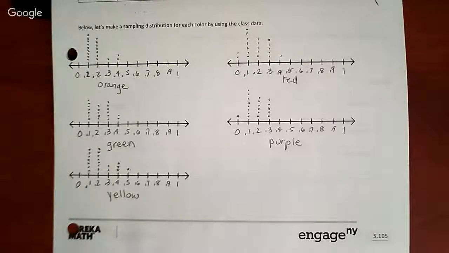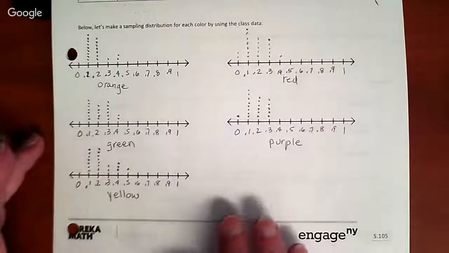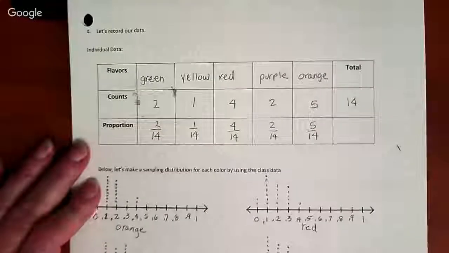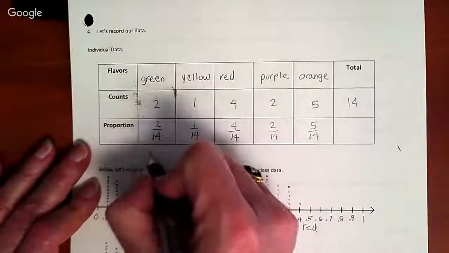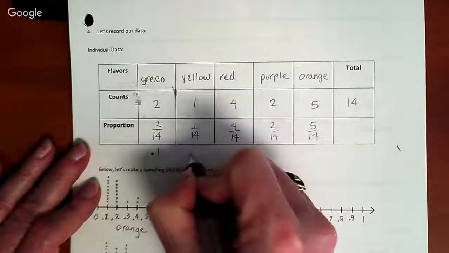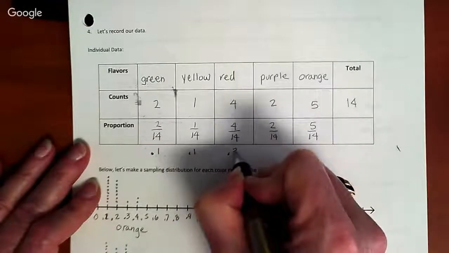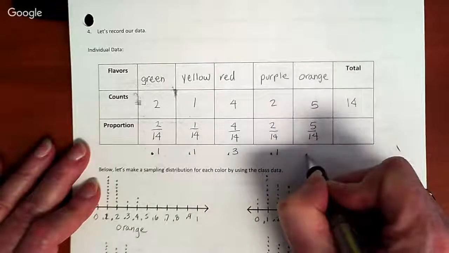Now we're going to put some information together. All right. And again, you can stop the video to put these in. Okay. And what we did was we changed these to decimals and we rounded them to the nearest tenth. So this was 0.1, 0.1, 0.3, 0.1, and 0.4.